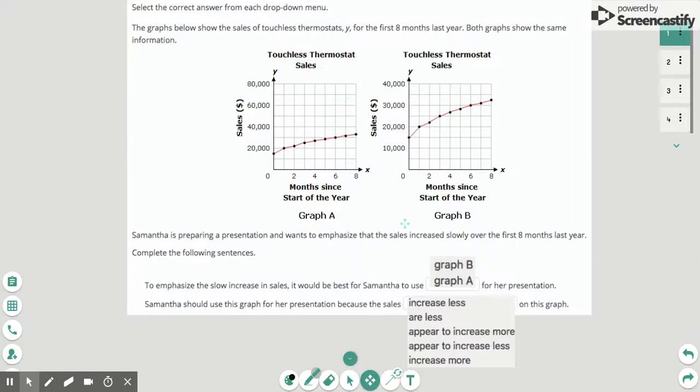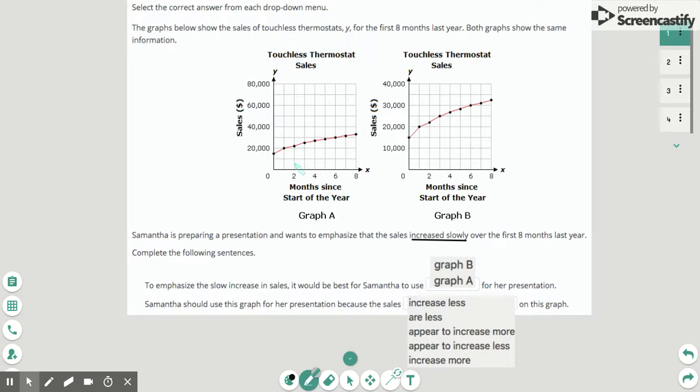Okay, problem 1. Select the correct answer from each drop-down menu. So you're given 2 graphs, a description of the graphs, and you have to select the best option. So let's see. Samantha is preparing a presentation and wants to emphasize that the sales increased slowly, and I'm going to underline that phrase, increased slowly, over the first 8 months last year. To emphasize the slow increase in sales, it would be best for Samantha to use, and you're going to choose one of these graphs for the presentation.